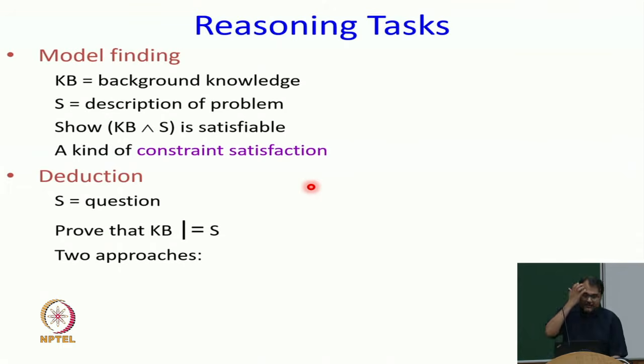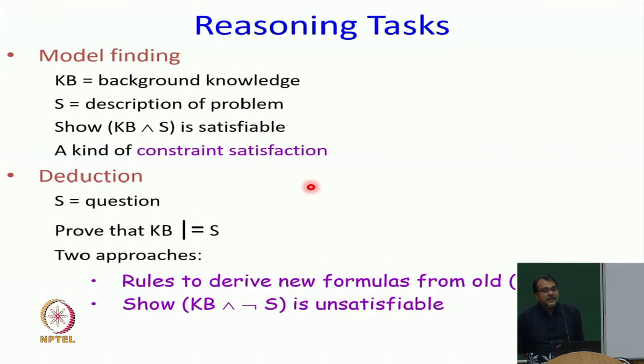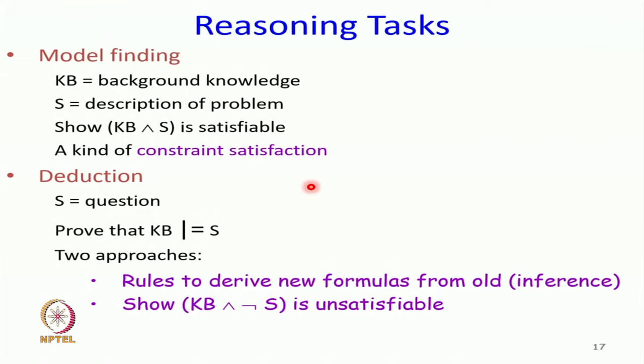Whereas deduction says, I have given you a knowledge base, I have given you a new question S, can you prove S from knowledge base KB? Is it true? And of course, if I want to prove S from KB, then either I can use some rules to derive new formula and finally get to S, or I can show that KB and not S is unsatisfiable.